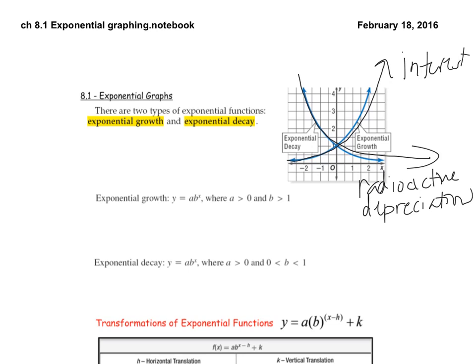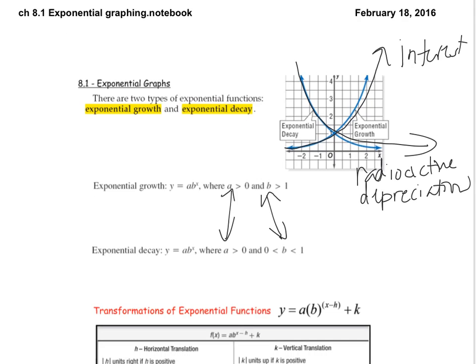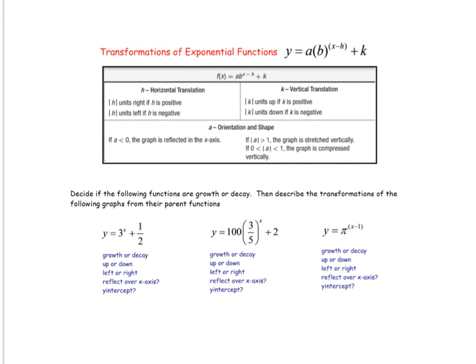Make sure you understand the vocabulary. Make sure you understand where that information comes from, what the base has to do with each one of those, and what the slopishness has to do with each one of those. And then here, this is all summarized for you in this nice chart here. Go through these and decide what you get out of each one of these. Is it growth or decay? Is it going to go up or down, left or right? We're talking about shifts in these. Is it moving left or right, up, down? Did it reflect over the x-axis? Did it go, instead of going up like this, did it go down like that? And what's the y-intercept?